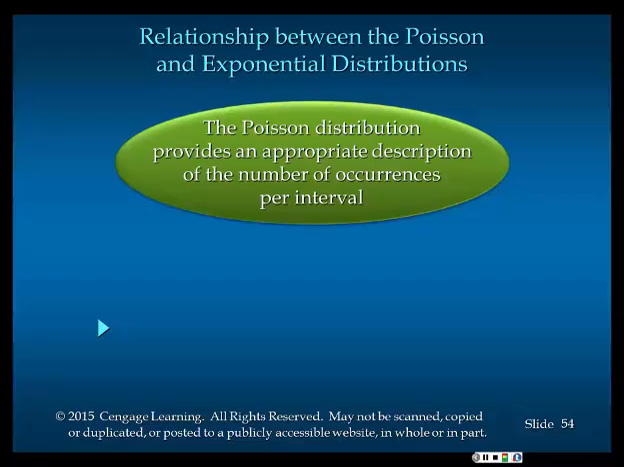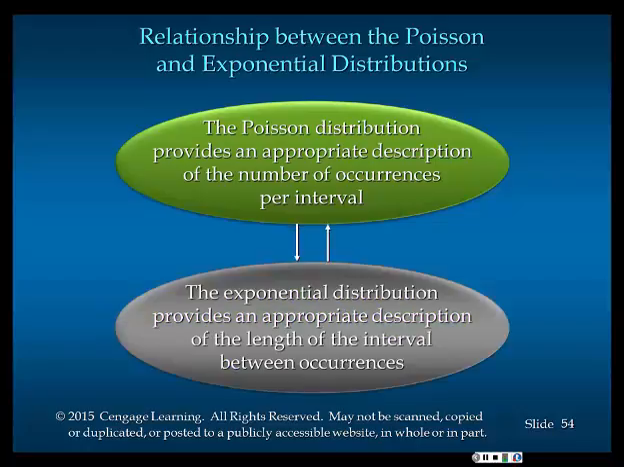Okay, so the relationship between the exponential and the Poisson. The Poisson distribution provides an appropriate description of the number of occurrences per interval, whereas the exponential distribution provides an appropriate description of the length of intervals between occurrences.